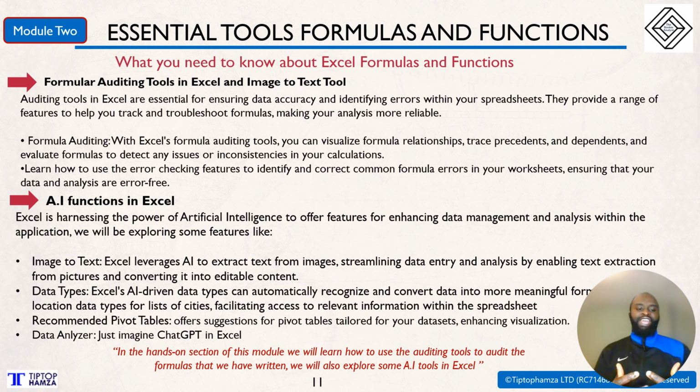There are a lot of AI functions that have already been incorporated into Excel, which are powered by artificial intelligence. And then there are also add-ins, which are external, that you could add into Excel. But in this module, we're going to look at the four major ones, which are image to text, data types, recommended pivot tables, and data analyzer. Image to text leverages AI to extract text from images.